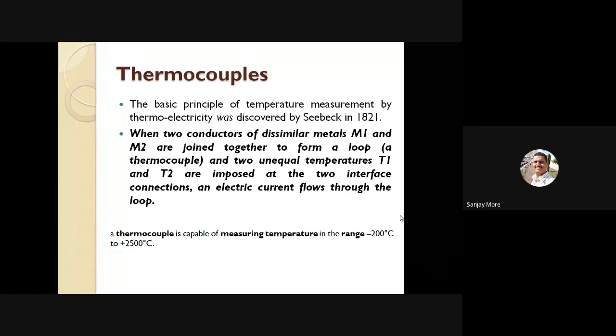Roll number 6, A division. Any problem? Okay, no problem.